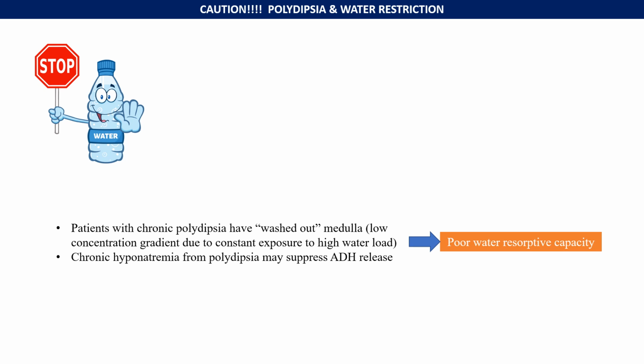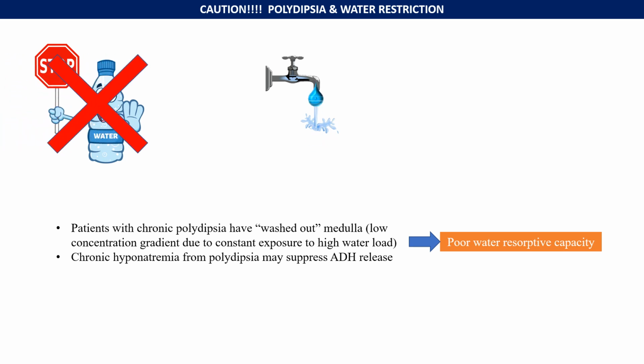Additionally, the hyponatremic state resulting from polydipsia may suppress ADH release. This also adds to poor water reabsorption. What this means is, in polydipsic patients, the kidneys are conditioned to maximally excrete water. When these patients are abruptly deprived of water intake, rapid correction of hyponatremia easily occurs because the kidneys will continue to pour out high volume of a dilute urine. Acute strict water restriction is therefore not advisable.